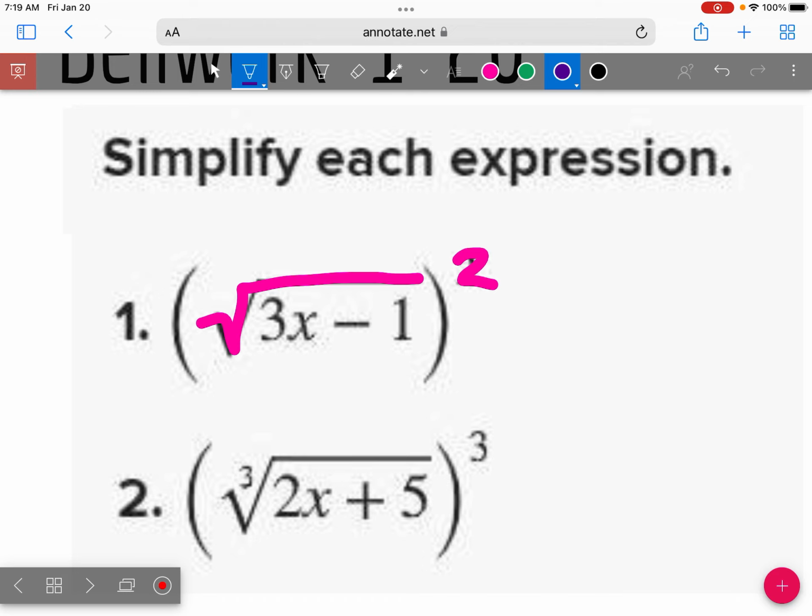What undoes the square root? A square. 3x minus 1. Ta-da! The square undoes the square root. It cancels out that root, and we're left with just that radicand, the bit underneath.